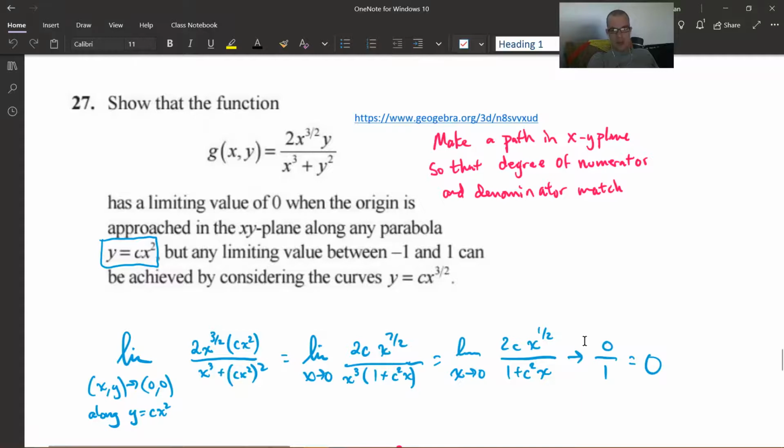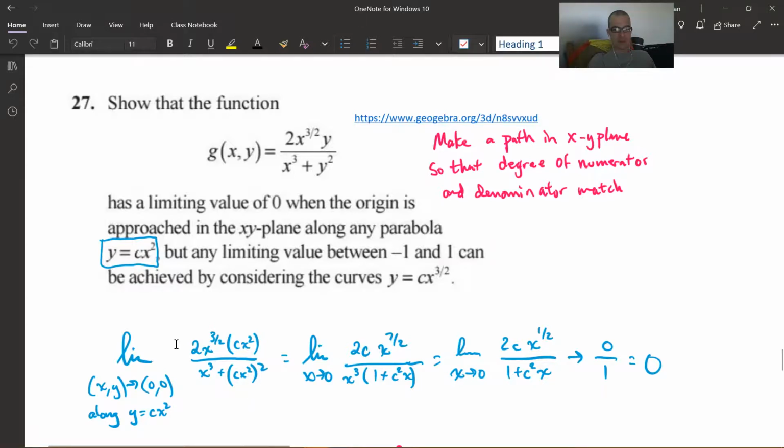But we will be able to find a limit. So if we plug in cx squared for y everywhere, for the first part we've got 2x to the 3 halves power times cx squared, all over x cubed plus cx squared squared.